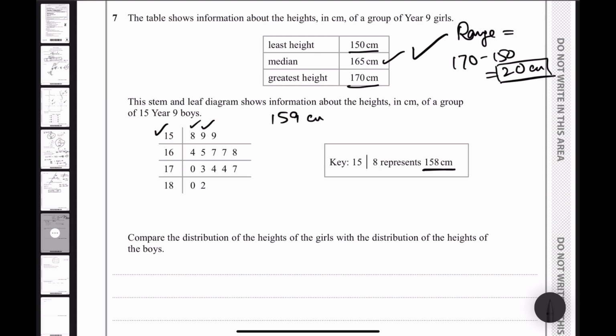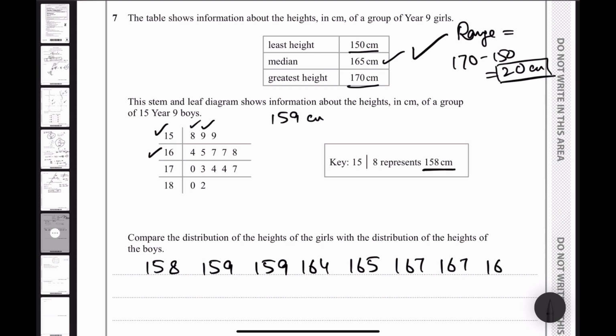So let me just write this whole data down, and from there we'll work out the range and the median. It'll be 158, 159, again 159, then comes 164, 165, 167, again 167, 168. Now the third row, 170, 173, 174, again 174, 177. The last row is 180 and 182.